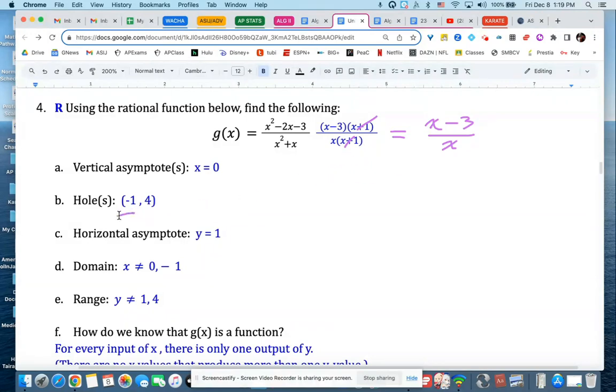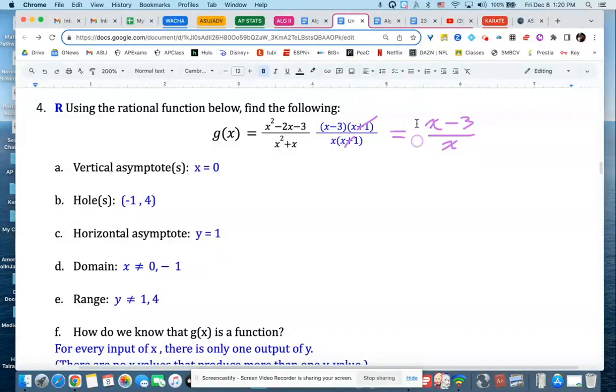Okay, but that's just the x value. I still have to find the y value that goes along with that. So I have to go over to my original equation, or sorry, my simplified equation, and put in -1. That's going to give me -4 on top, -1 on bottom. So that gives me a +4 overall. So that's where my hole is at, and that came from what canceled, right? So that matches that, right?